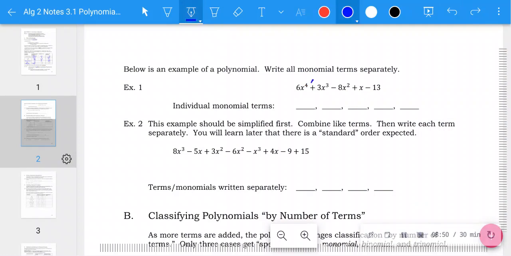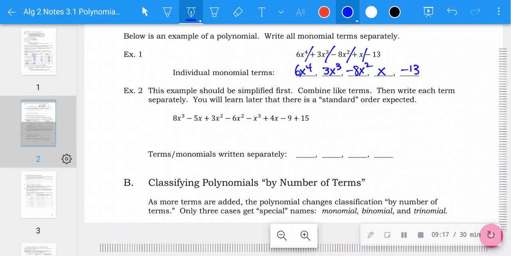So let me separate the different parts of this polynomial. And these are the individual monomials. There's 6x to the 4th, 3x to the 3rd, negative 8x squared, just 1x or just x, and then negative 13. And that's the individual monomials in that larger polynomial.